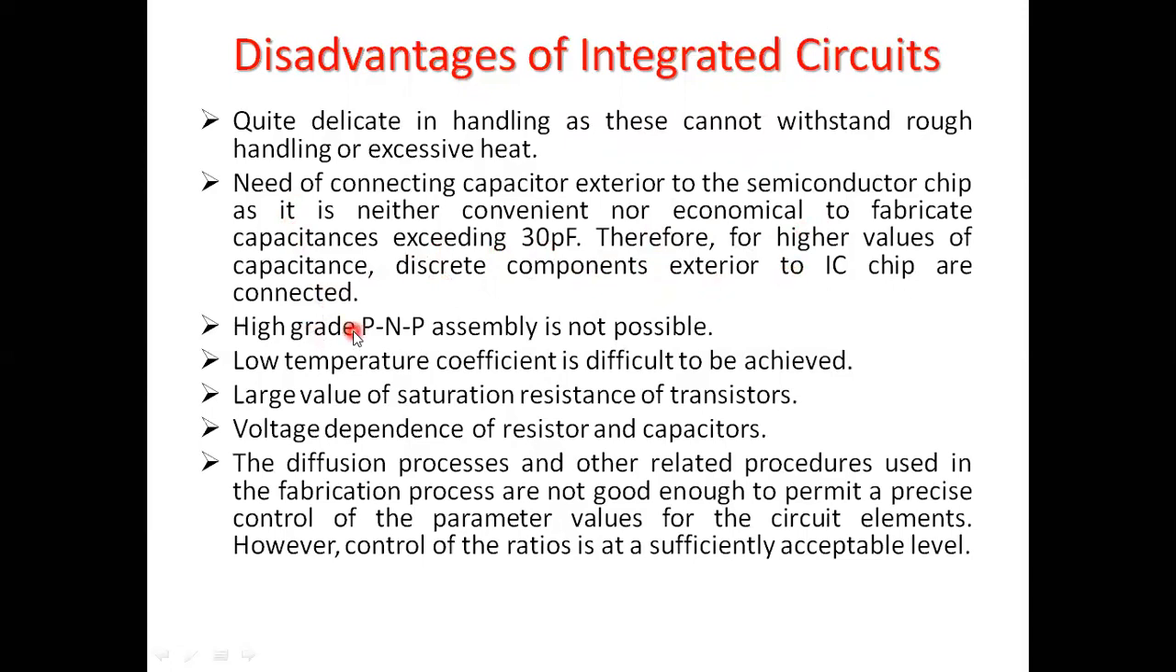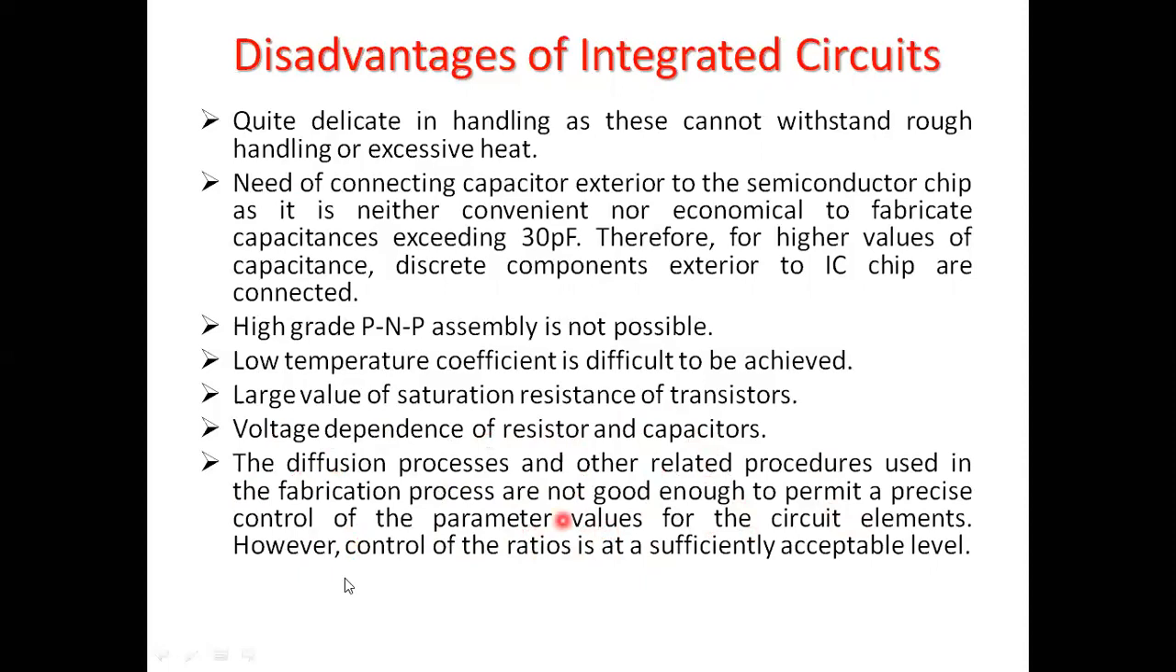High-grade PNP assembly is not possible. Low temperature coefficient is difficult to achieve. Large values of resistance of the transistors are there. Next is voltage dependence of the resistance and the capacitance. And the next one is that the diffusion processes and other related procedures used in the fabrication process are not good enough to permit a precise control in the parameter values for the circuit elements. However, control of the ratios is at a sufficiently acceptable level. So these are the disadvantages of the ICs.